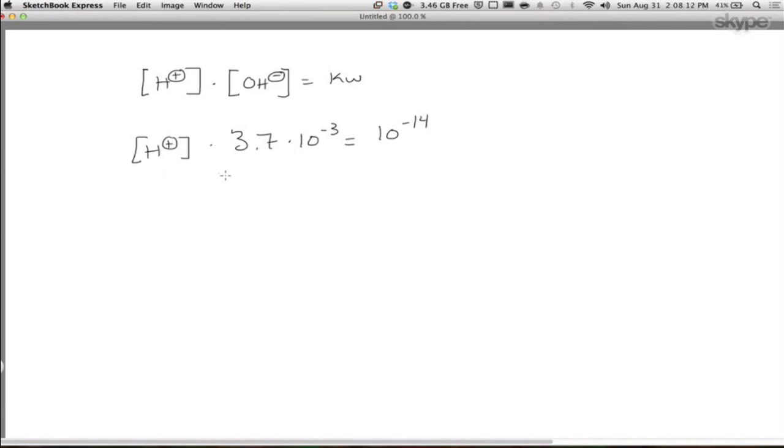Let's get a prediction before we go into the math. What could you predict about your answer here? So if this is lower, this is going to be higher. So I would predict that this is going to be around 10 to the negative 11.